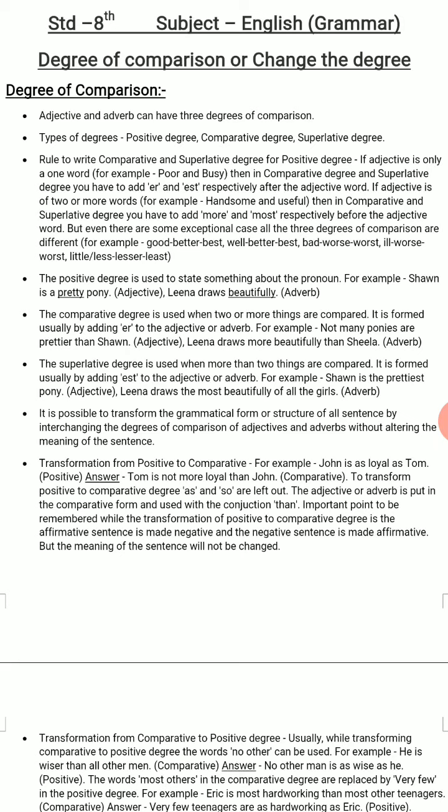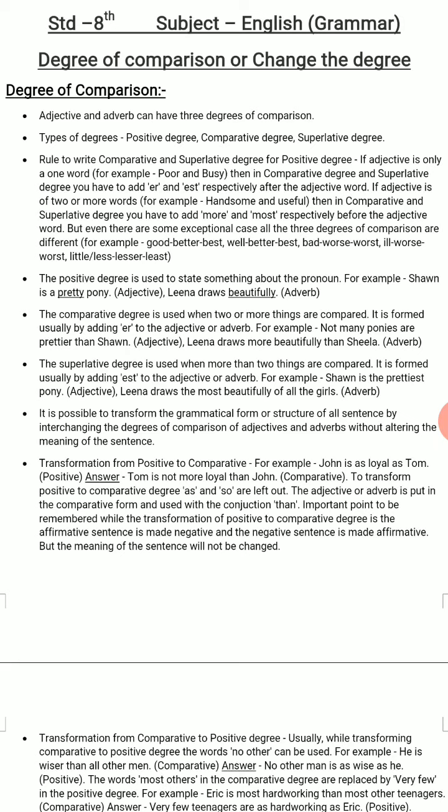Let's go to the third point. The third point is very important because we are going to discuss a very basic thing. You know pretty well how to frame the sentence. But what about the words? What word is to be used for the positive degree? What word is to be used for the comparative degree? And what word is to be used for the superlative degree? That confusion and doubt is cleared in this third point.